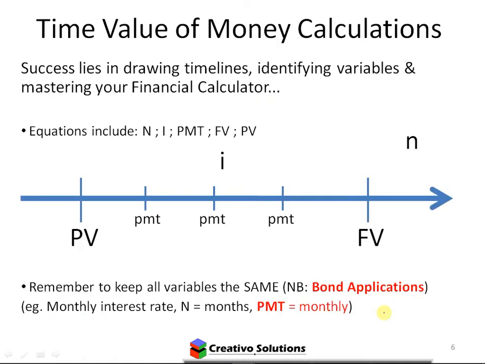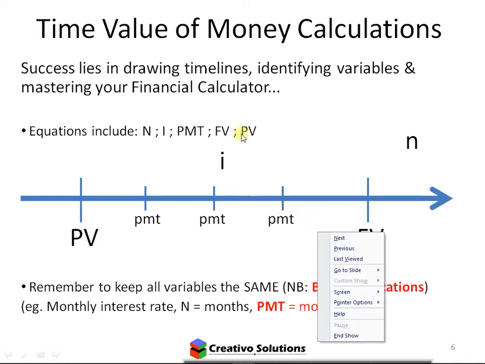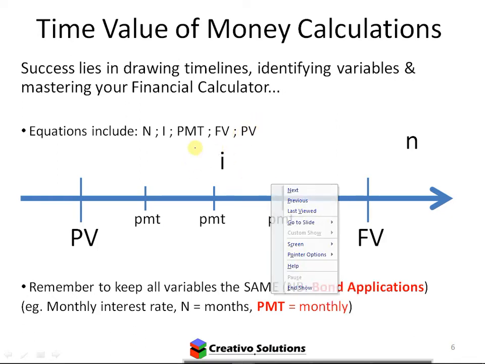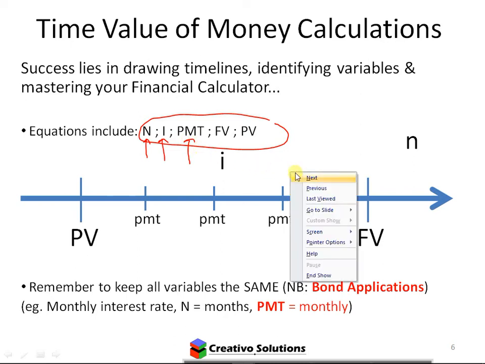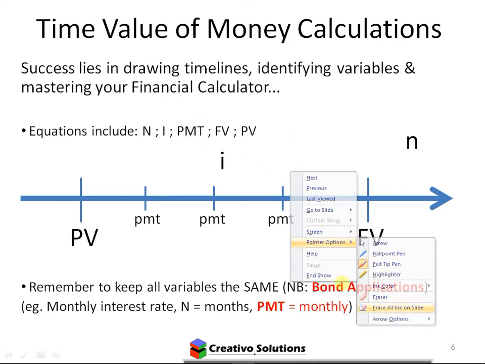Time value of money. You need a financial calculator for this. Okay, you need to be comfortable using the financial calculator in terms of its functions. Okay, so what variables do I have? I've got 5. Okay, what does the N represent? Time. The I? The rate or the interest. What does the payment represent? The payment represents an annuity.